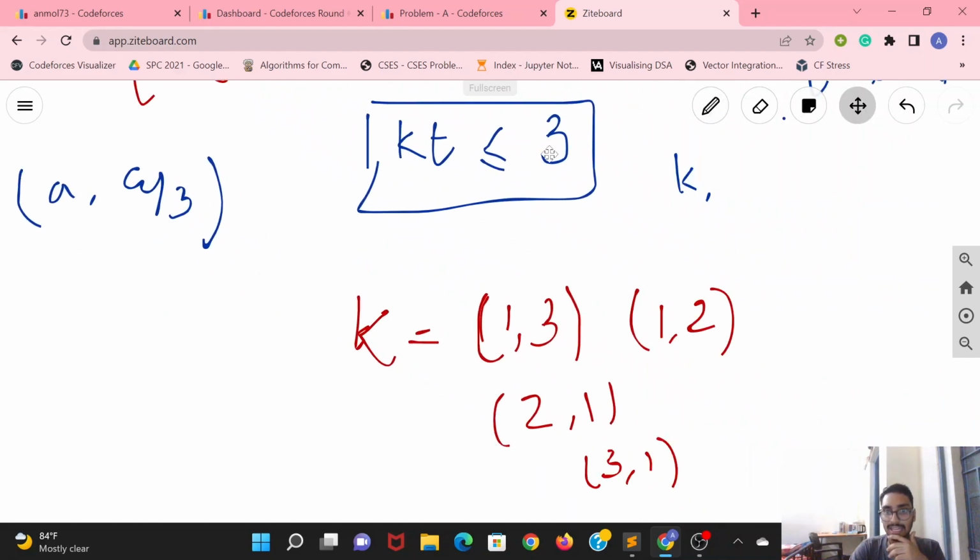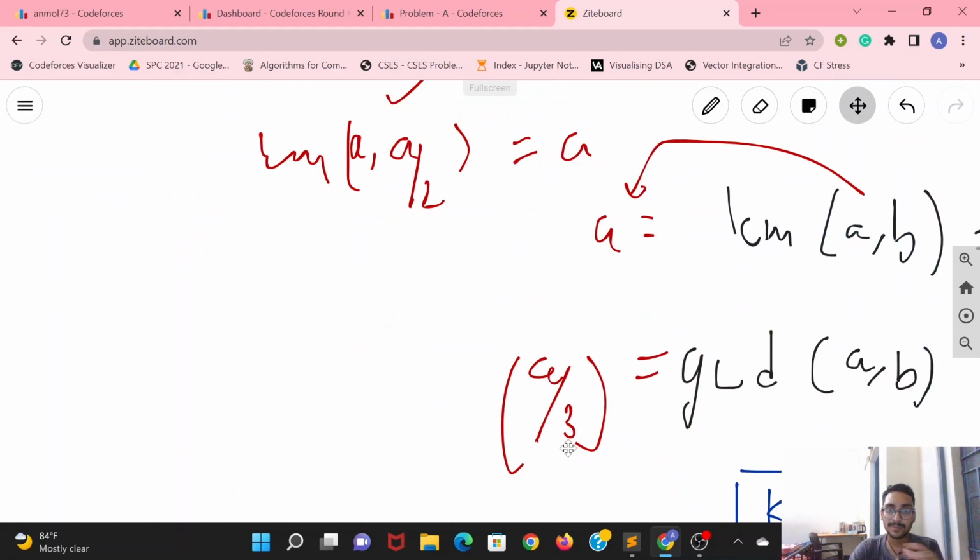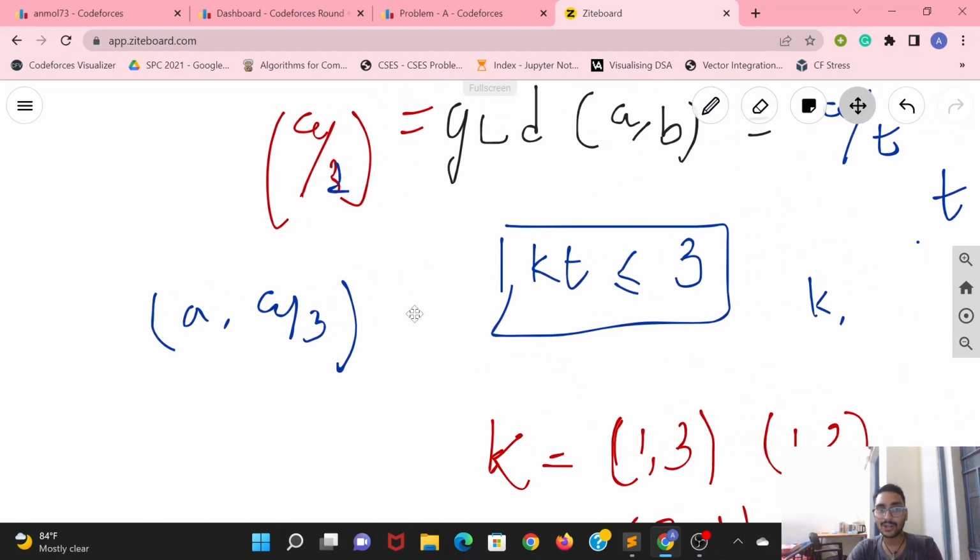Now, K equals 1 comma 2. It's exactly similar. Just here a 2 will come now. And you will get LCM of A comma A by 2, just as we got A by 3 for K equals 1 comma 3. For K equals 1 comma 2, K comma T, you will get A comma A by 2.